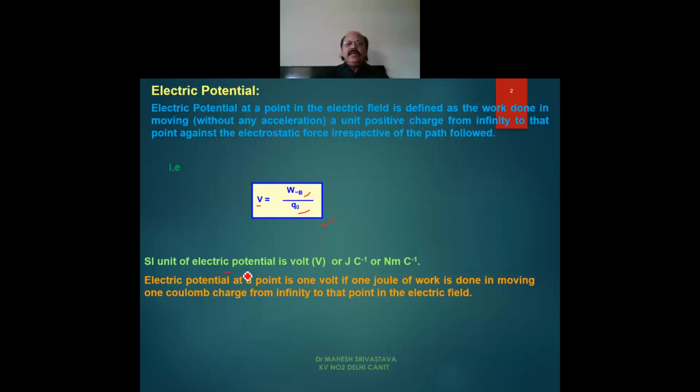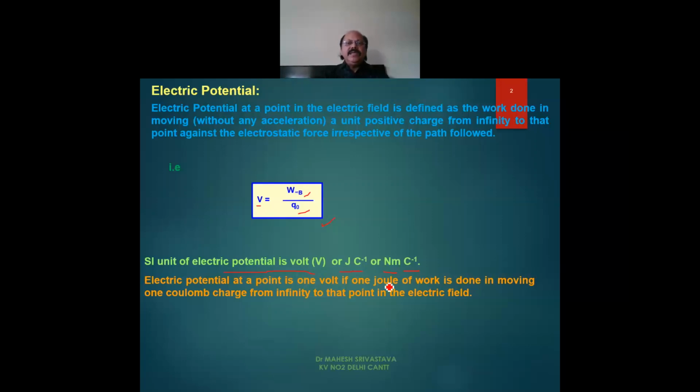Electric potential is basically a scalar quantity and its SI unit is volt, or by the formula joule per coulomb. Work done is measured in SI unit joule, and charge in coulomb. So it becomes joule per coulomb. And the joule can also be written as Newton meter, that you have studied in class 11. So Newton meter per coulomb is also another unit of electric potential.